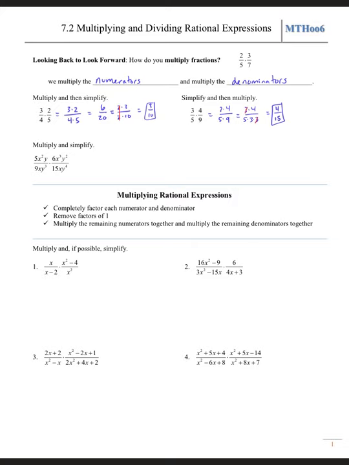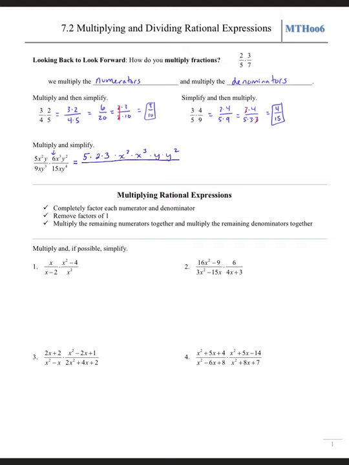So first thing we're going to do is rewrite it so our constant terms are first. And while we do that, we're also going to factor them. So we have 5 times, and we're going to use the 6, but instead of 6, let's rewrite it as 2 times 3. And then we're going to bring over all the x's. So we have the x squared and the x cubed, and then a y and a y squared. That's going to be our whole numerator.